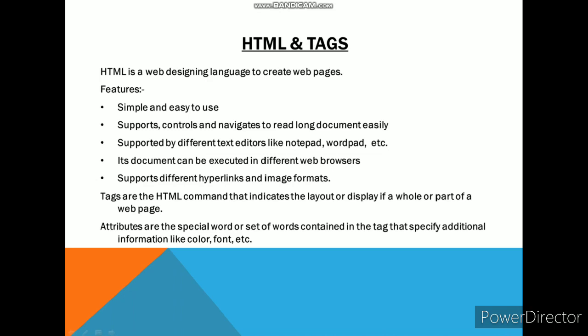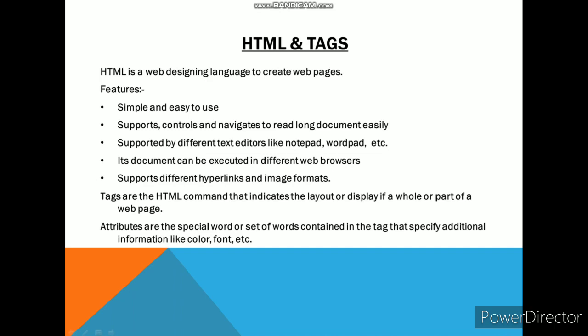Now what do tags mean? Tags are the HTML commands that indicate the layout or display of a whole or a part of a web page. Simply, the visible part of your web page is created in the body tag. You get the background color. Yes, background color is given by the background attribute, that is different, but the body tag is used here. The body tag defines the whole part that will be visible, right?